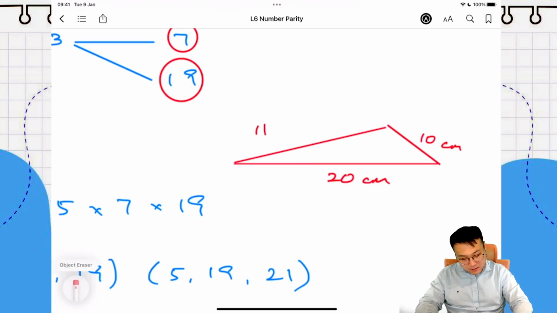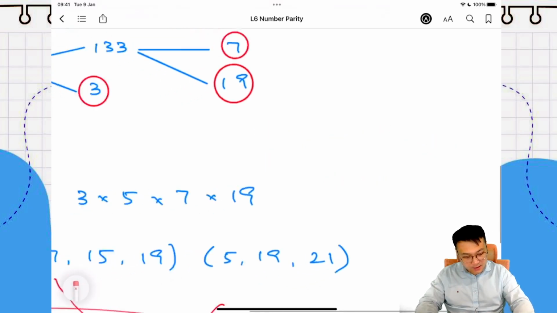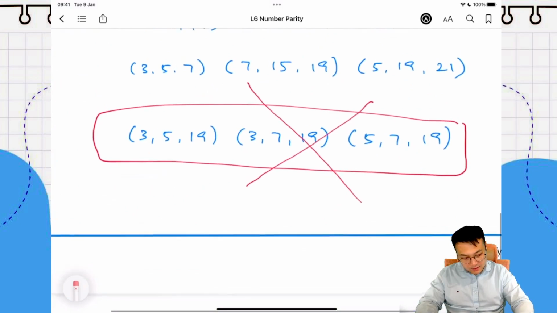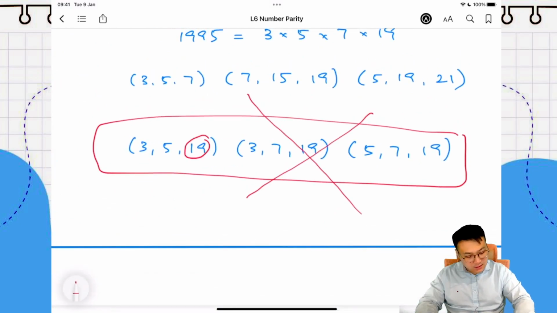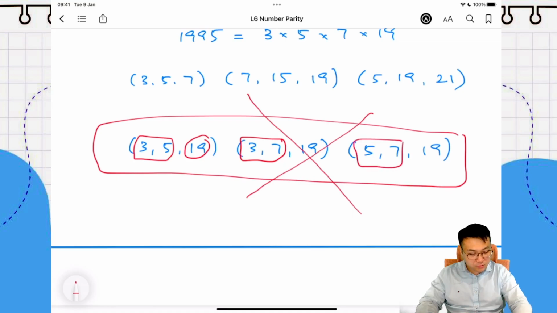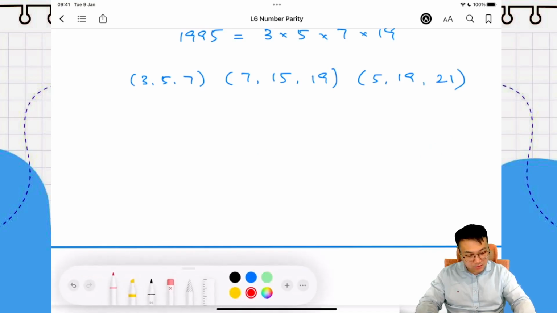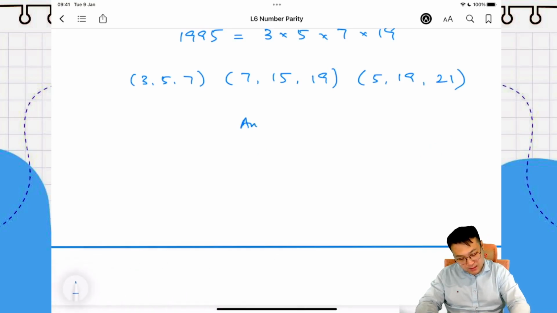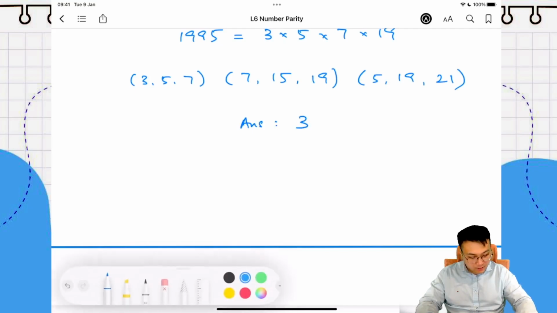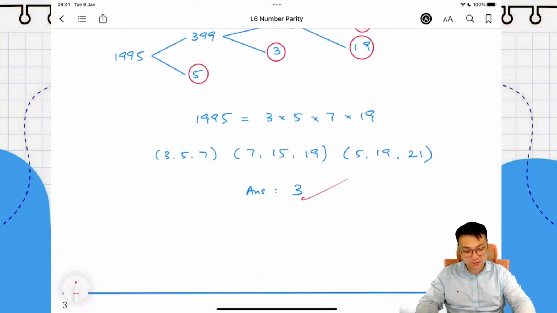So students, if you look at the other three examples that I've written down, do you notice that this is the longest side? These two can't even add up to be more than 19. These two can't add up to be more than 19. These two cannot add up to be more than 19. They are out. We cannot make triangles like that. So we can only make 3 triangles. The answer is 3. We can form 3 triangles.